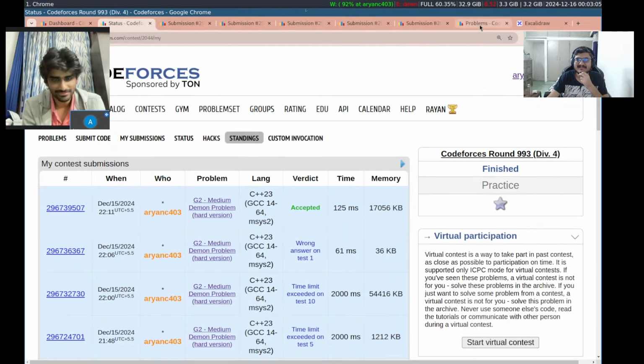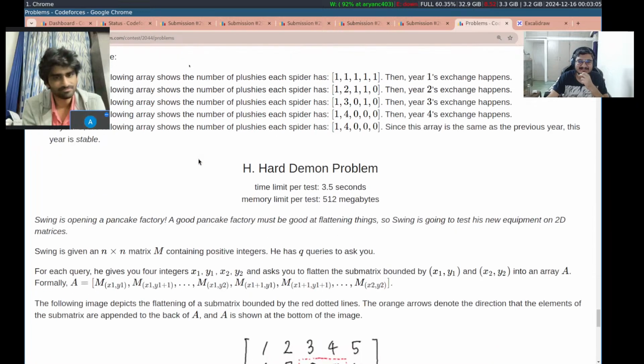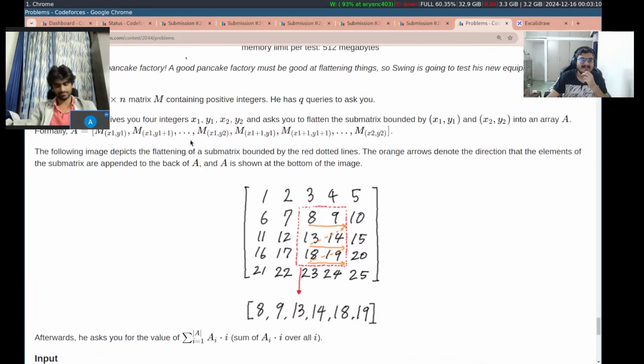I think now we have the last problem for today. I think Swing is opening a pancake factory. Let's just skip the story here. Swing is given an n cross n matrix containing positive integers. He has q queries to ask you. For each query, he gives you four integers x1, y1, x2, y2, and asks you to flatten the submatrix bounded by x1, y1 and x2, y2 into an array.